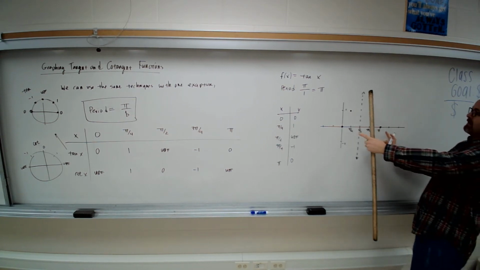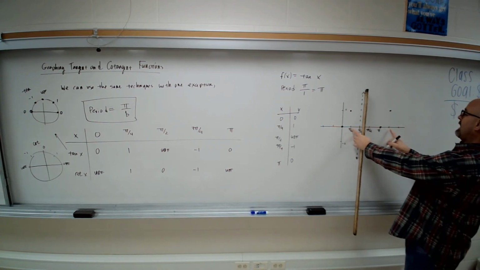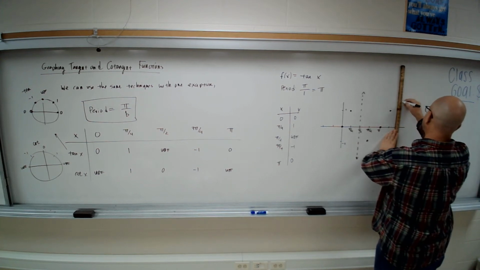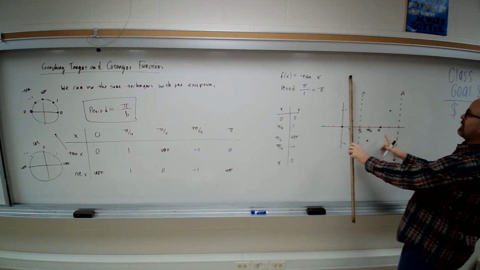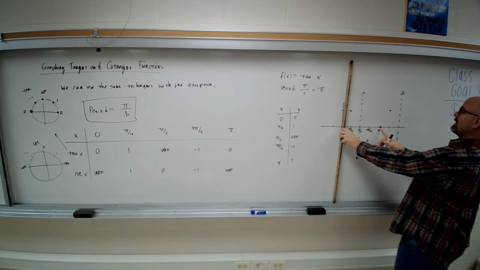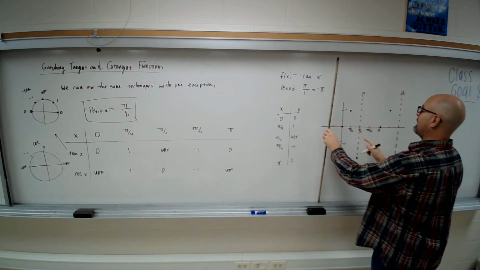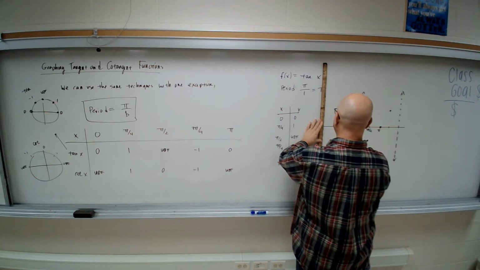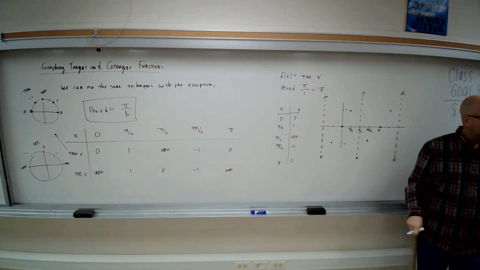So we could go over, our next point will be up here at 1, and then to the right of that will be a vertical asymptote. And then if we go, here we are both at 0, we go to the left, we're down at -1, and then we go to the left again, and we have a vertical asymptote. So from here, we're going to get a much better graph.